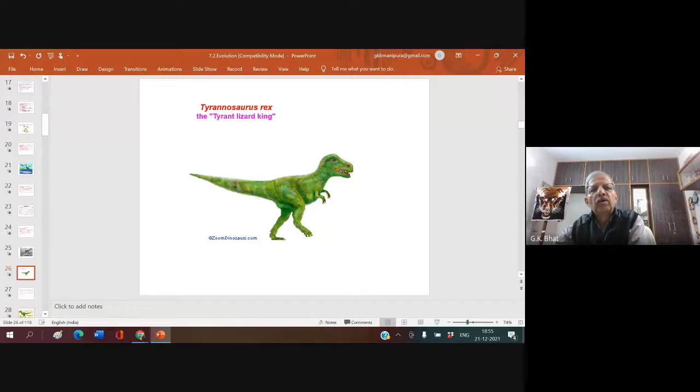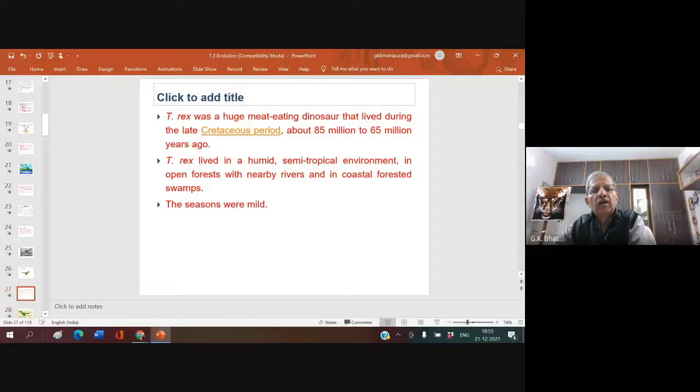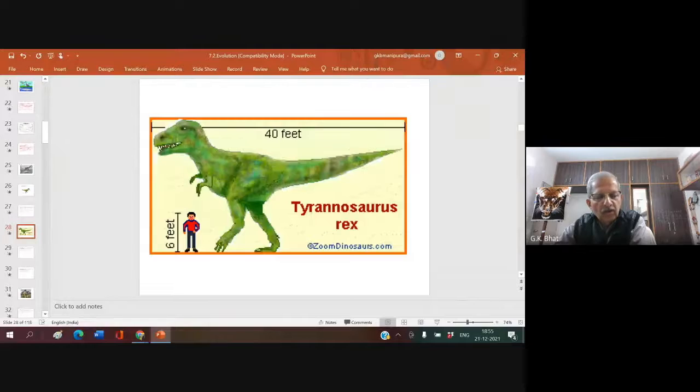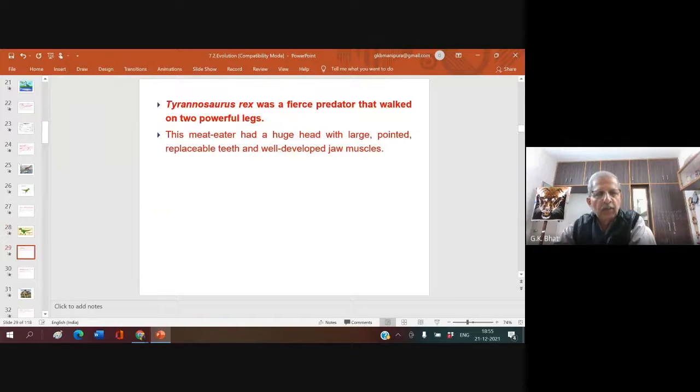This Tyrannosaurus was a huge meat-eating dinosaur that lived during the late Cretaceous period, about 85 million to 65 million years ago. So in this way, you come across many of these dinosaurs that lived on this earth before human beings or before mammals could make a firm establishment. Tyrannosaurus rex was a fierce predator that walked on two powerful legs.